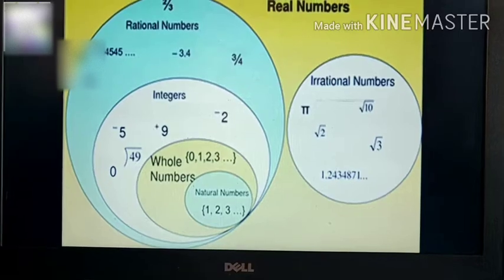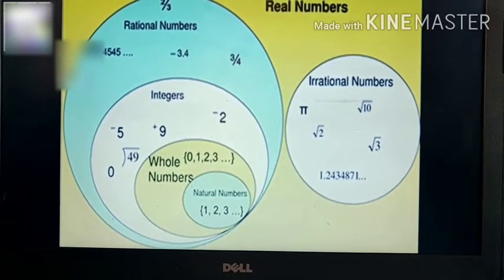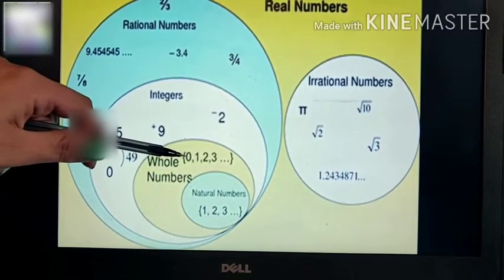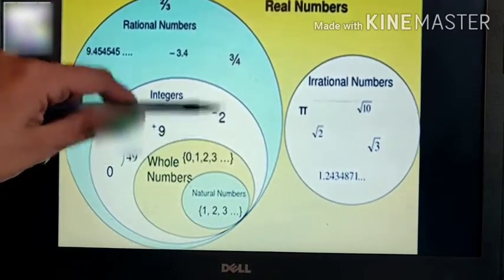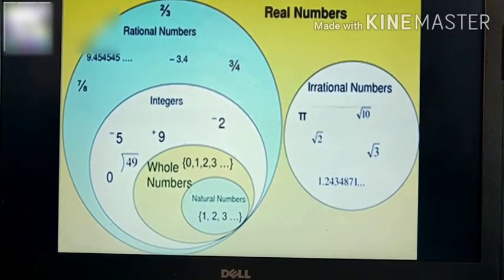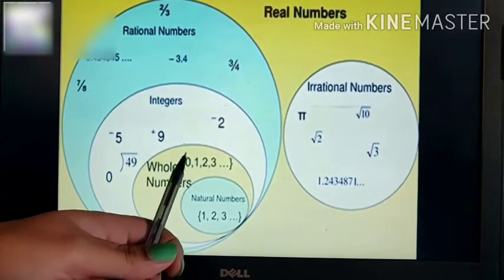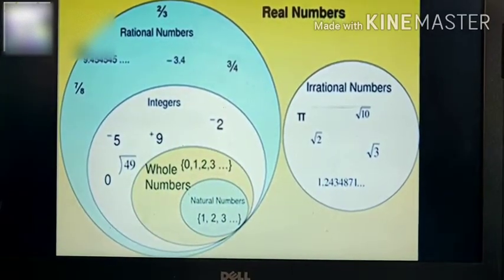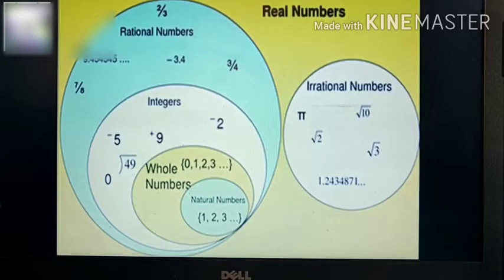Then let us come to whole numbers. What are whole numbers? All the natural numbers with 0. That means 0 and all the natural numbers 1, 2, 3, 4 and so on. These are called whole numbers. So whole numbers start from 0, 1, 2, 3 and so on.